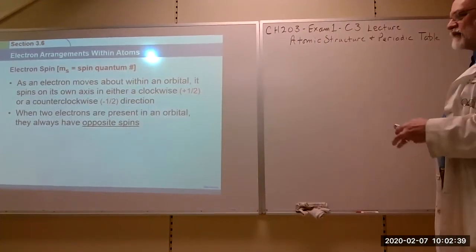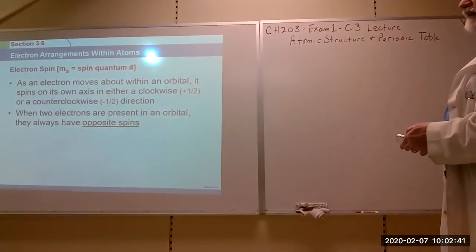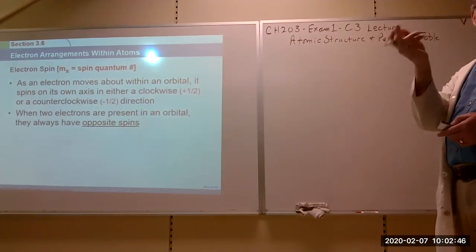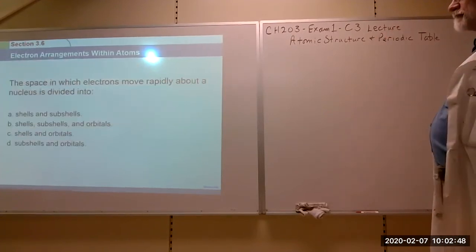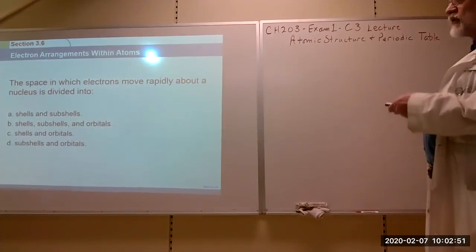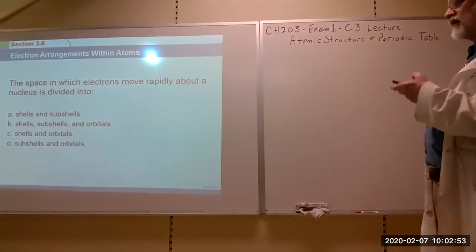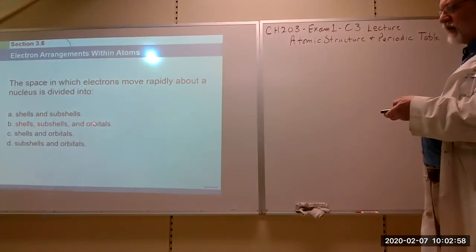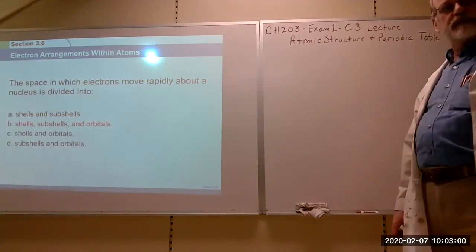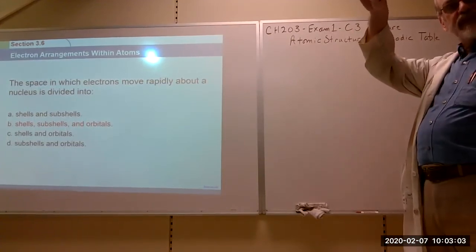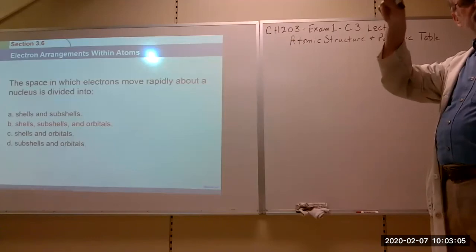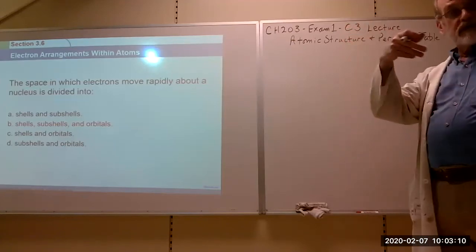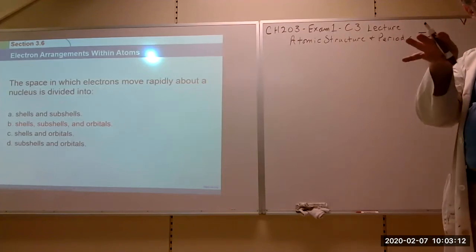Anyway, I told you about the spin. So 2 electrons can occupy the same orbital, but they have to be opposite spins. So the space in which electrons move rapidly about a nucleus is divided into shells, subshells, and orbitals. Okay. So the shell is like that principal number, N. Subshell is the L's, S, P, D, F. And the orbitals are the subcomponents of the SPDFs.